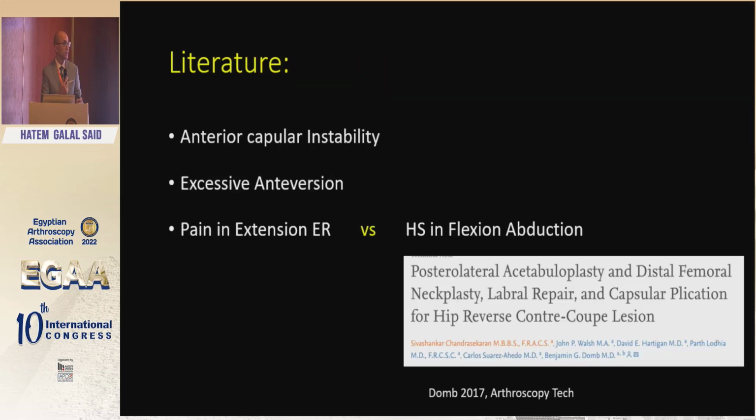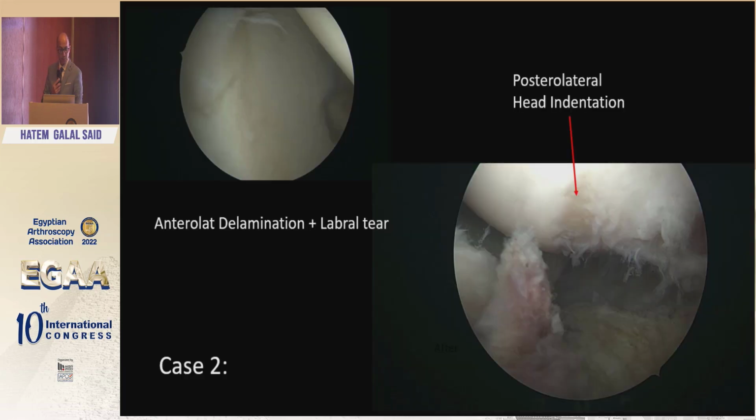So the literature, I didn't find much talking about that. This was described in 2017 by Dome, the reverse contre-coup lesion. They have described it, but they describe it in a different scenario of anterior capsular laxity, excessive anteversion. So they're describing, I think, slightly different pathology. But this posterior head indentation, I personally think it's new, at least to me in my experience, and I'd like to hear the experience of the other experts with us here.